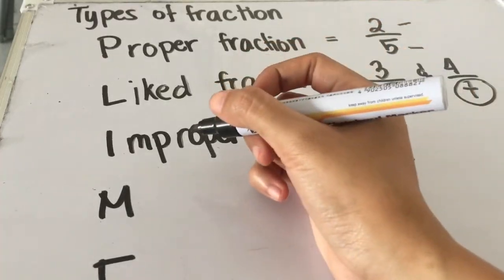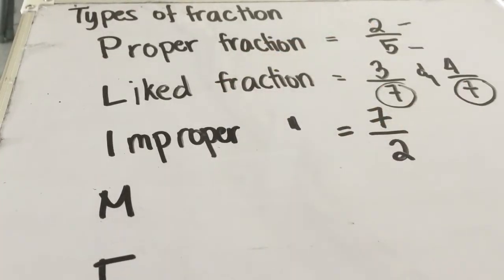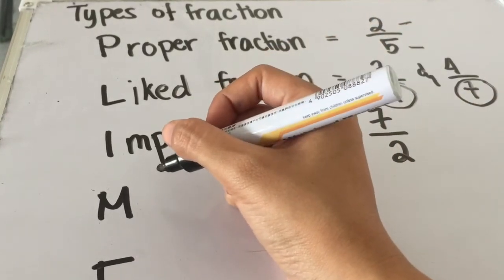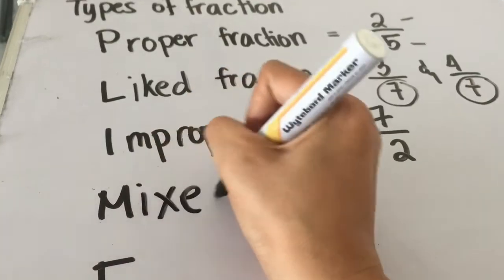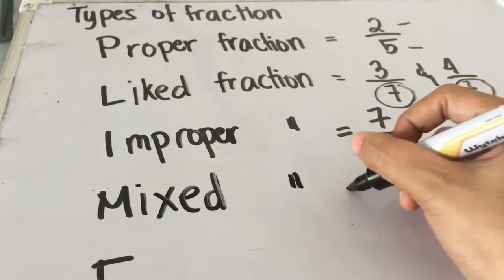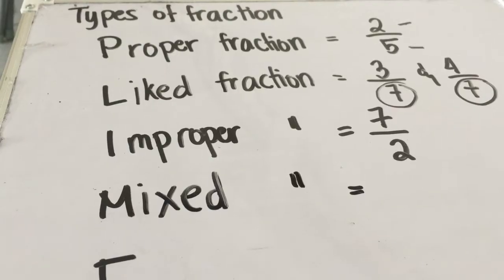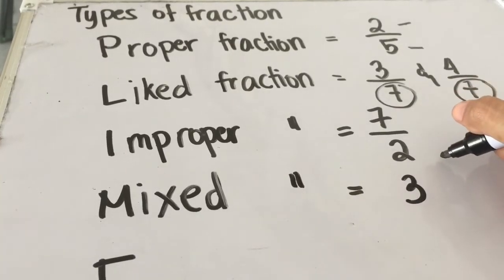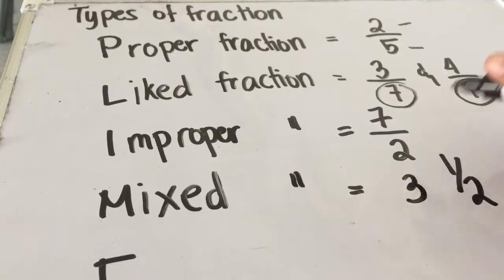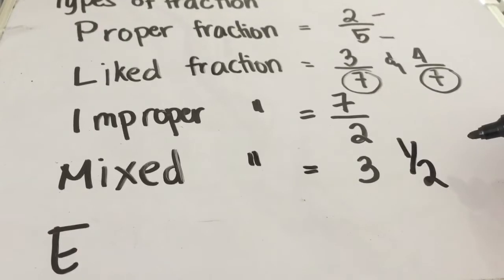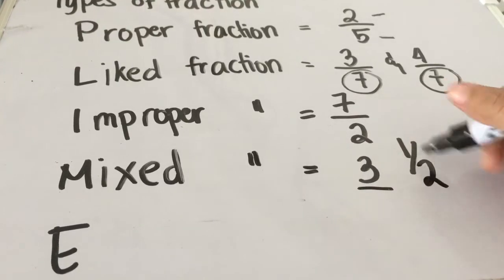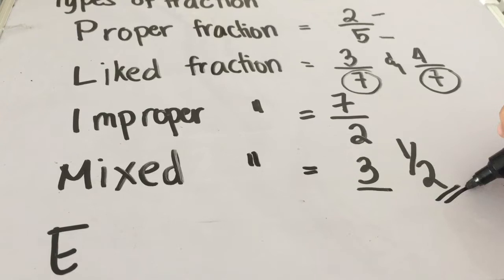Next in our mnemonic, PLIME, which is M, mixed fraction. Mixed fraction. A mixed fraction is composed of a whole number and a fraction. For example, 3 and 1/2. So this is how our mixed fraction looks. We have here the 3 as the whole number and 1/2 as our fraction.